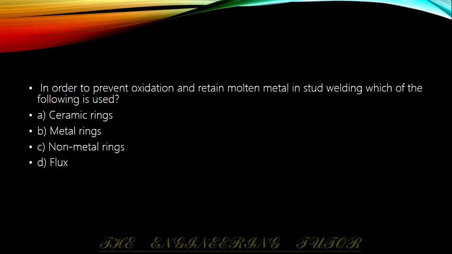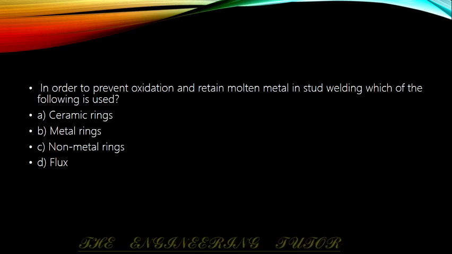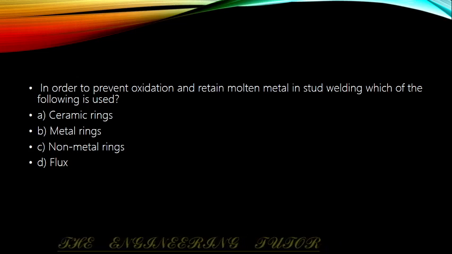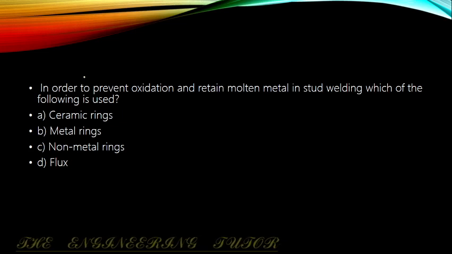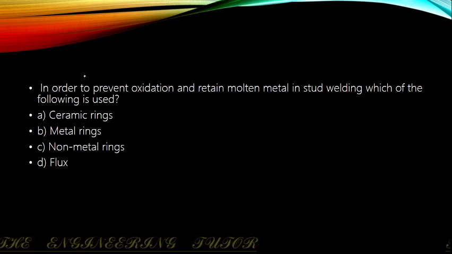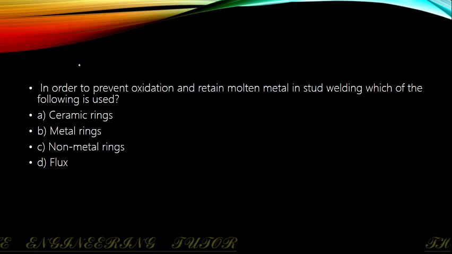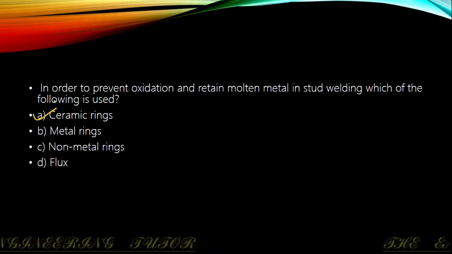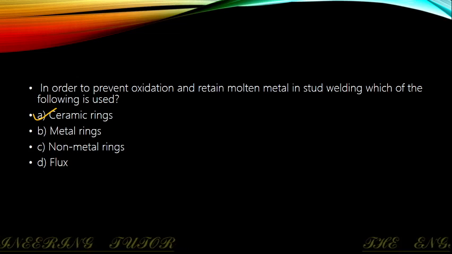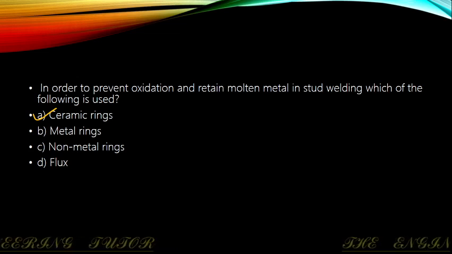In order to prevent oxidation and retain the molten metal in stud welding, which of the following is used? Ceramic rings, metal rings, non-metal rings, flux. The answer is ceramic rings. In order to prevent oxidation and retain molten metal in stud welding, ceramic rings are used.